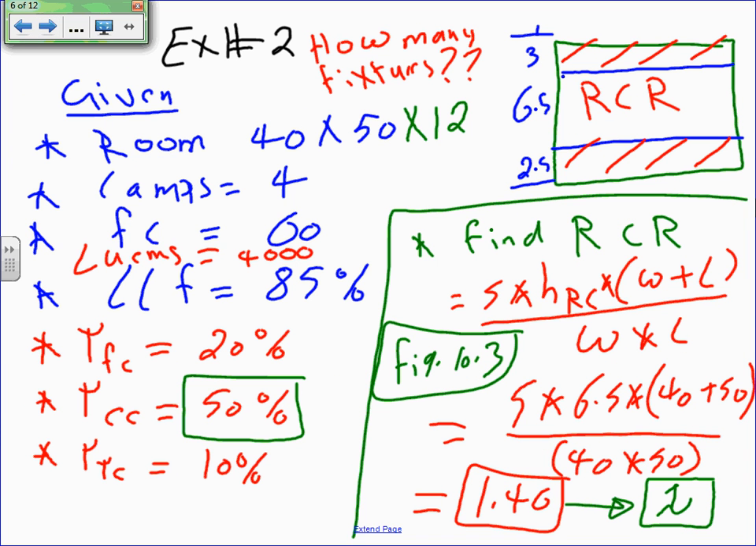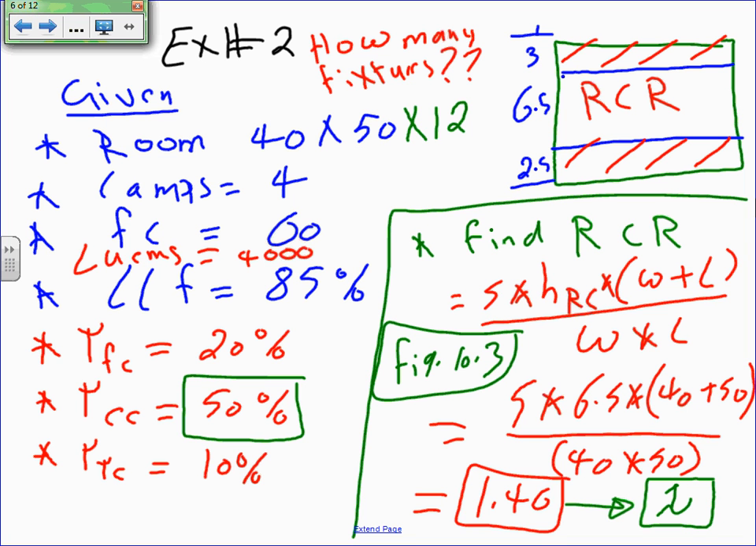Here's another example. How many fixtures this time? I'm asking you guys how many fixtures I need for a room. Take this room, given I have a room of 40 by 50 by 12. Similar to this room, I decided single-handedly, Chad Curdy, to use 4 lamps.